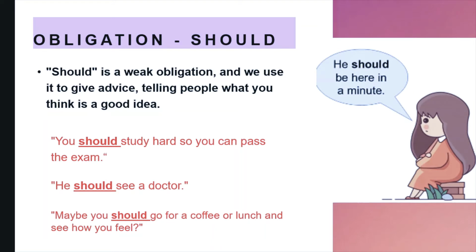Here, the obligation is somehow not that strong, since you may or may not do it for yourself. Since it's likely an advice or you're just suggesting. So maybe sometime you should listen to a friend. That might be a help. Alright, so again, what are the modal verbs of obligation? So we have must, should, and have to. Now let's go to the next.